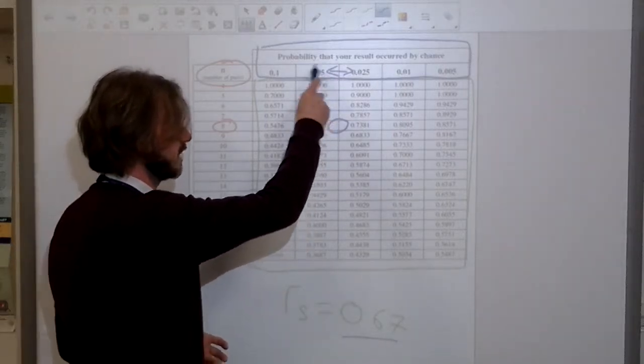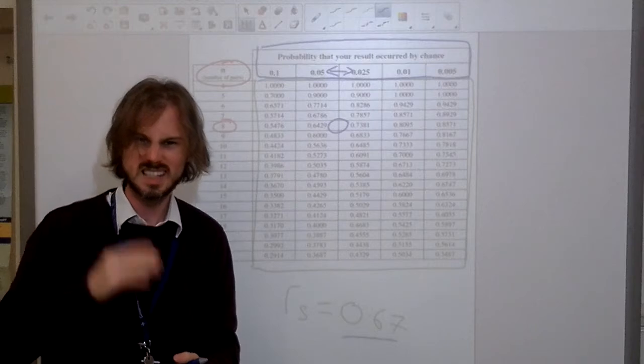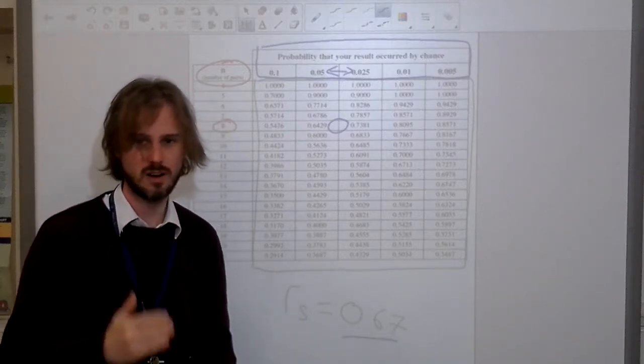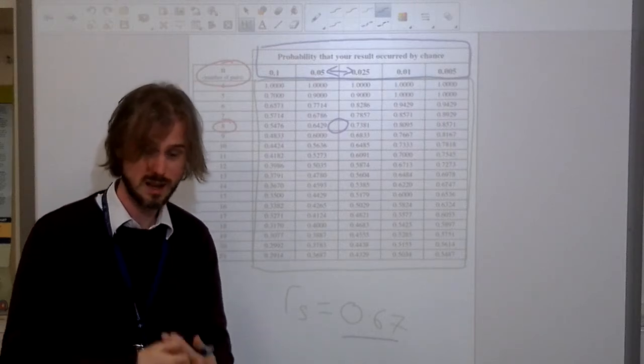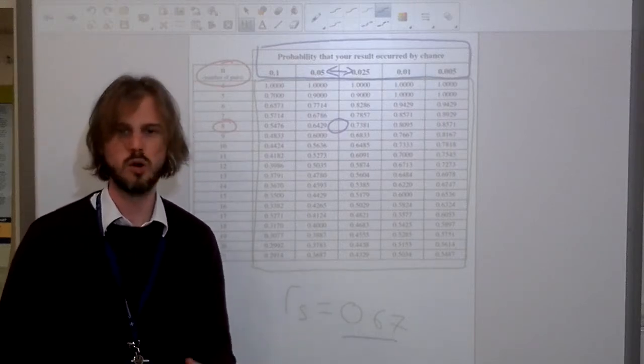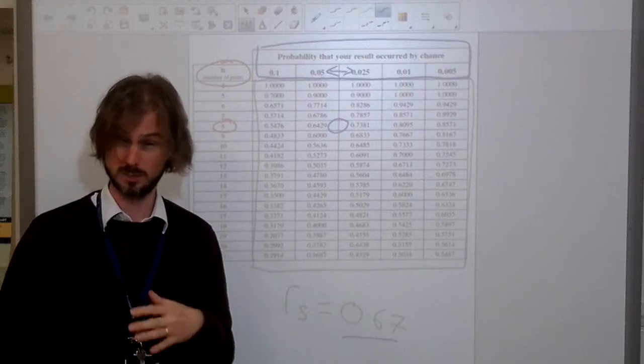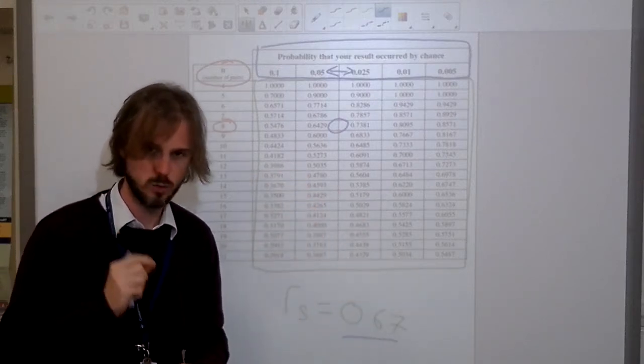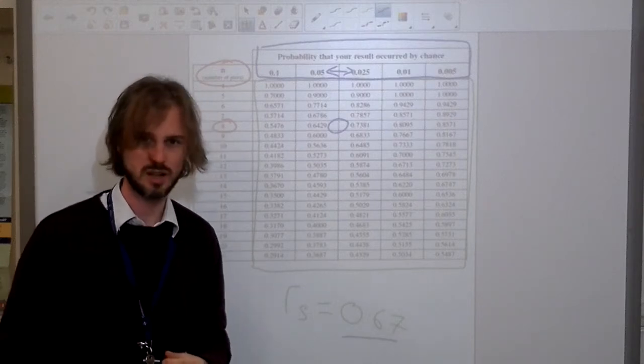This 5% value here is absolutely crucial. It's the significance threshold. Scientists are always looking for something that is less than 5% likely, because if it's below 5%, that's less than 1 in 20 times it's going to occur by random chance. And they've kind of set that as the standard. If it's below that, it will be significant and you can reject your null hypothesis.